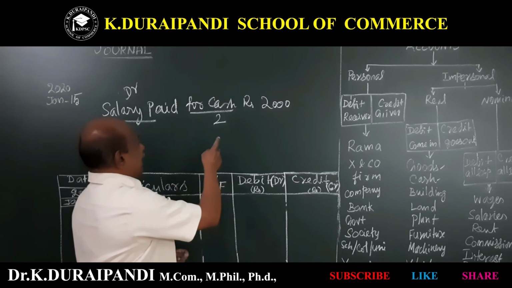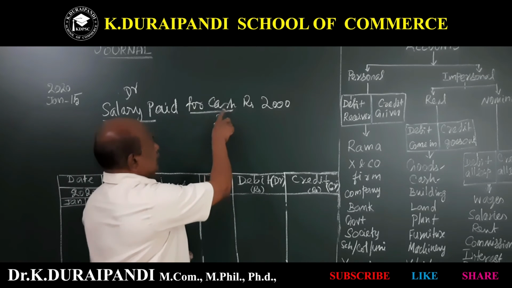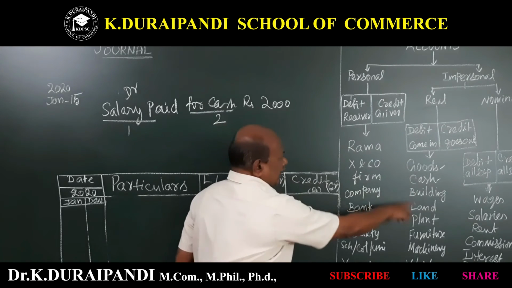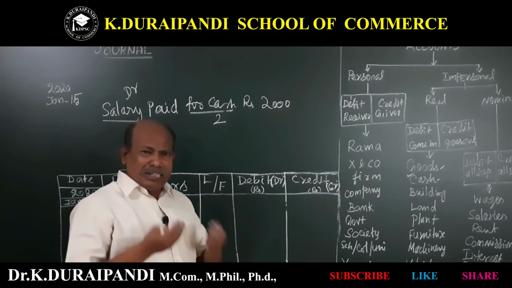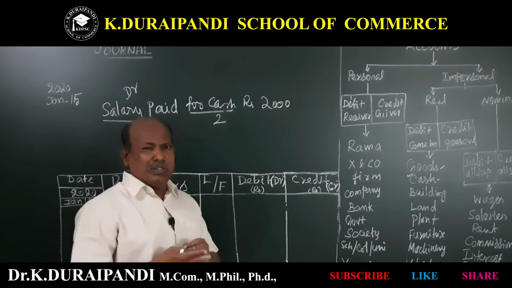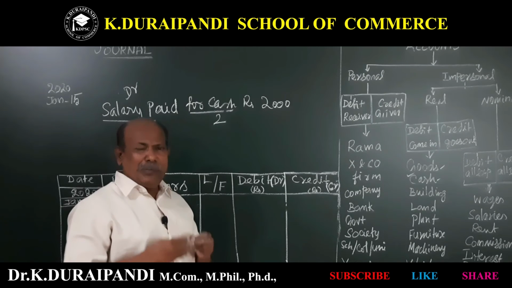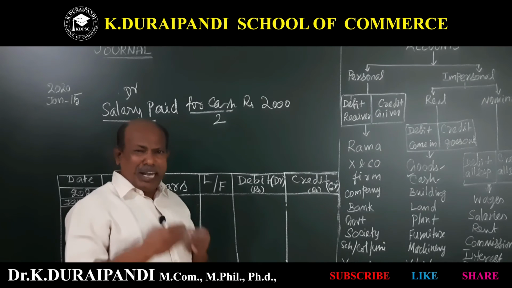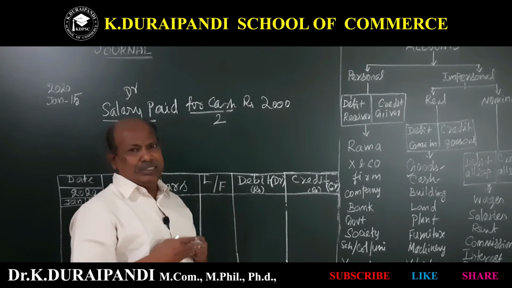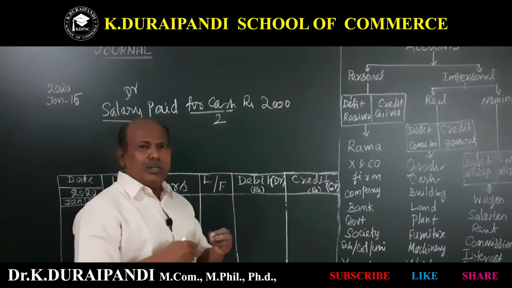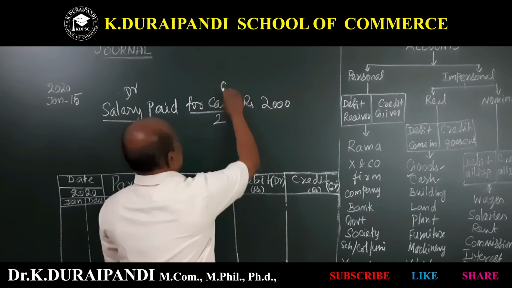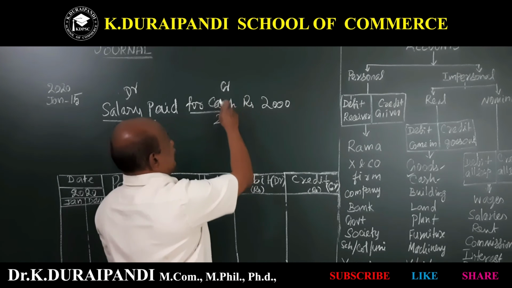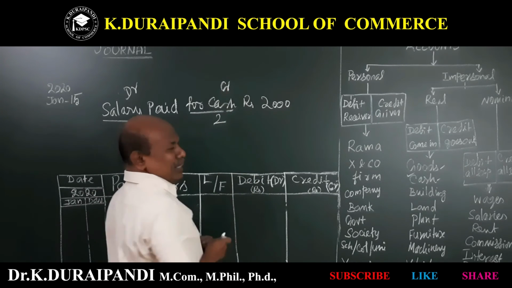Then salary is paid in the form of cash. Cash is a real account. As per the real account rule, debit what comes in, credit what goes out. Our concern paid the salary, so cash goes out of the business in the form of payment of salary. Credit what goes out. Cash goes out of the business, so it should be credited.